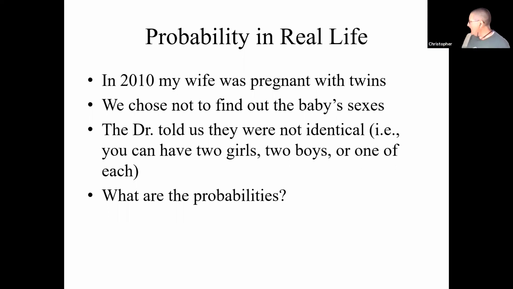In 2010, my wife was pregnant with twins. We chose not to find out the baby's sexes. The doctor told us that they were not identical. That is, you could have 2 girls, 2 boys, one of each. So let's review what those probabilities are.